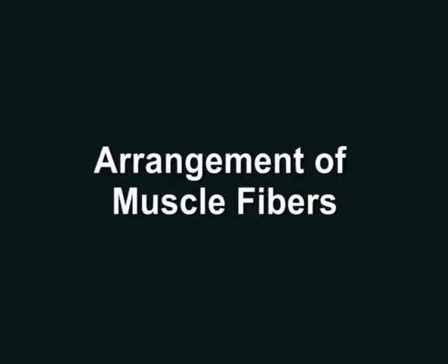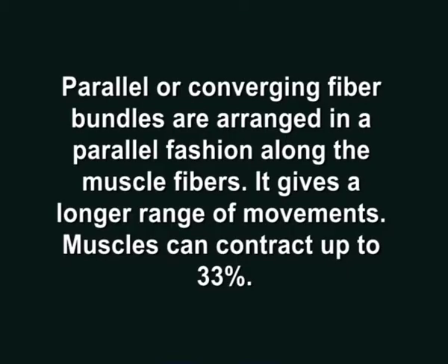Arrangement of muscle fibers. The muscles can also be classified according to the arrangement of muscle fibers. In parallel muscles, fiber bundles are arranged in a parallel fashion along the length of the muscle. It gives a longer range of movement. Muscles can contract up to 33%.